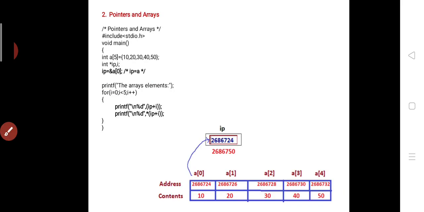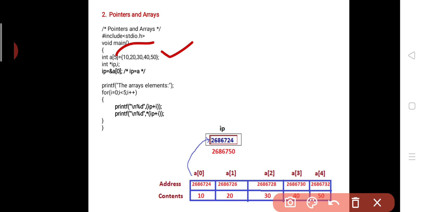So, let us consider another application, use of the pointer. A pointer can be used with an array. Let us take an example. Here we have declared an array of size 5, and we are storing 5 elements in the array, and we have declared a pointer variable IP. IP is holding the address of the initial memory location, nothing but the array.